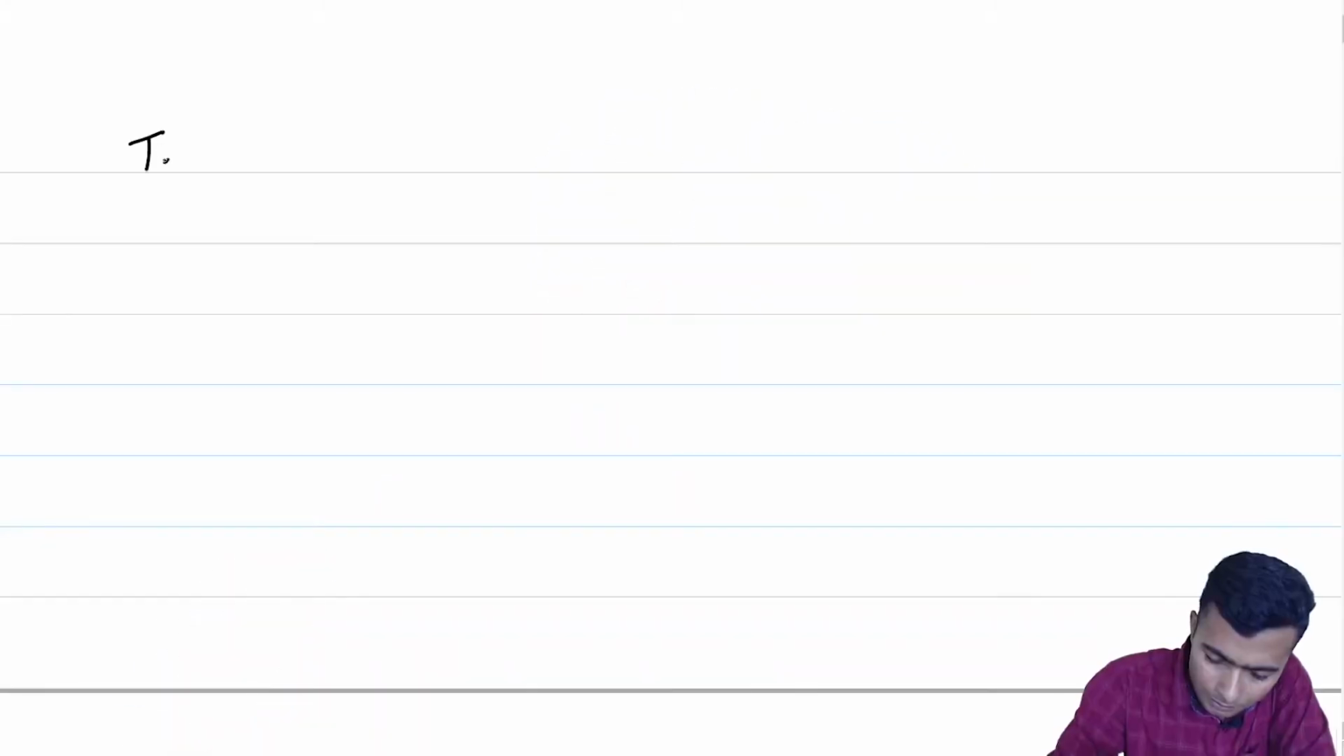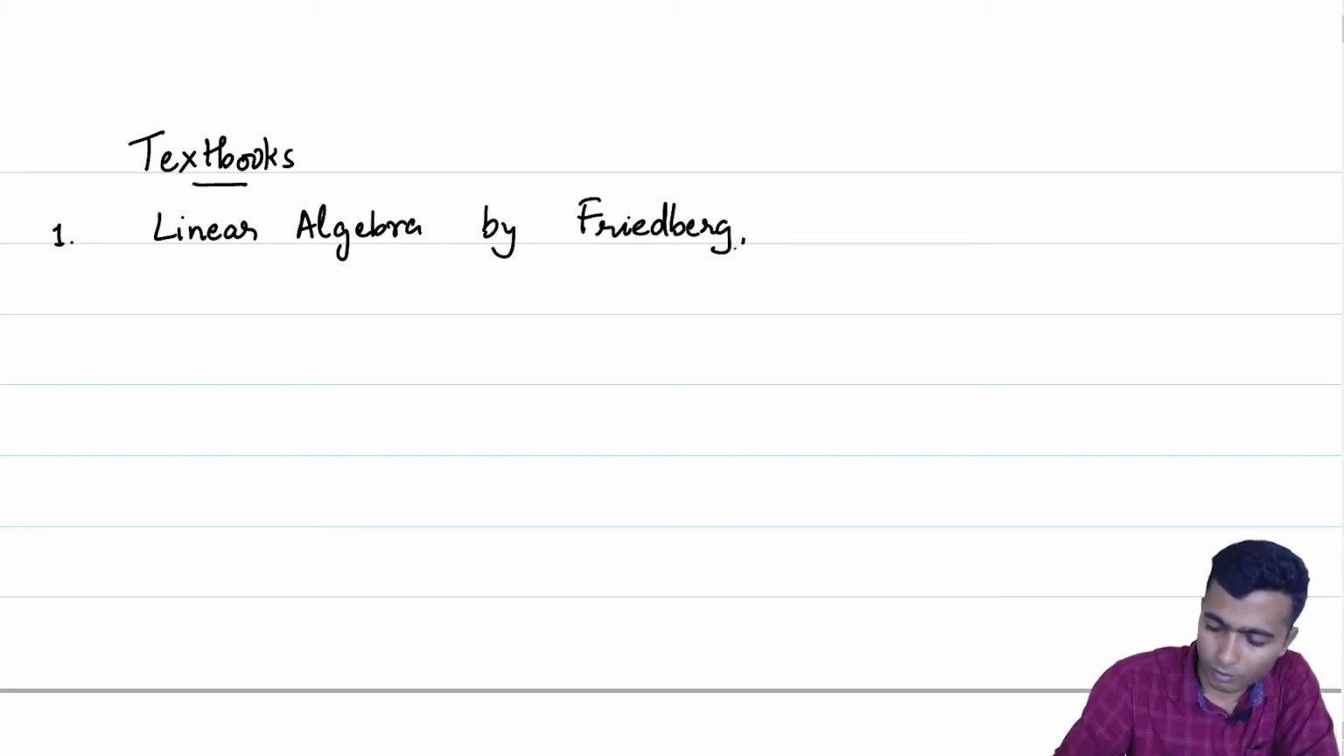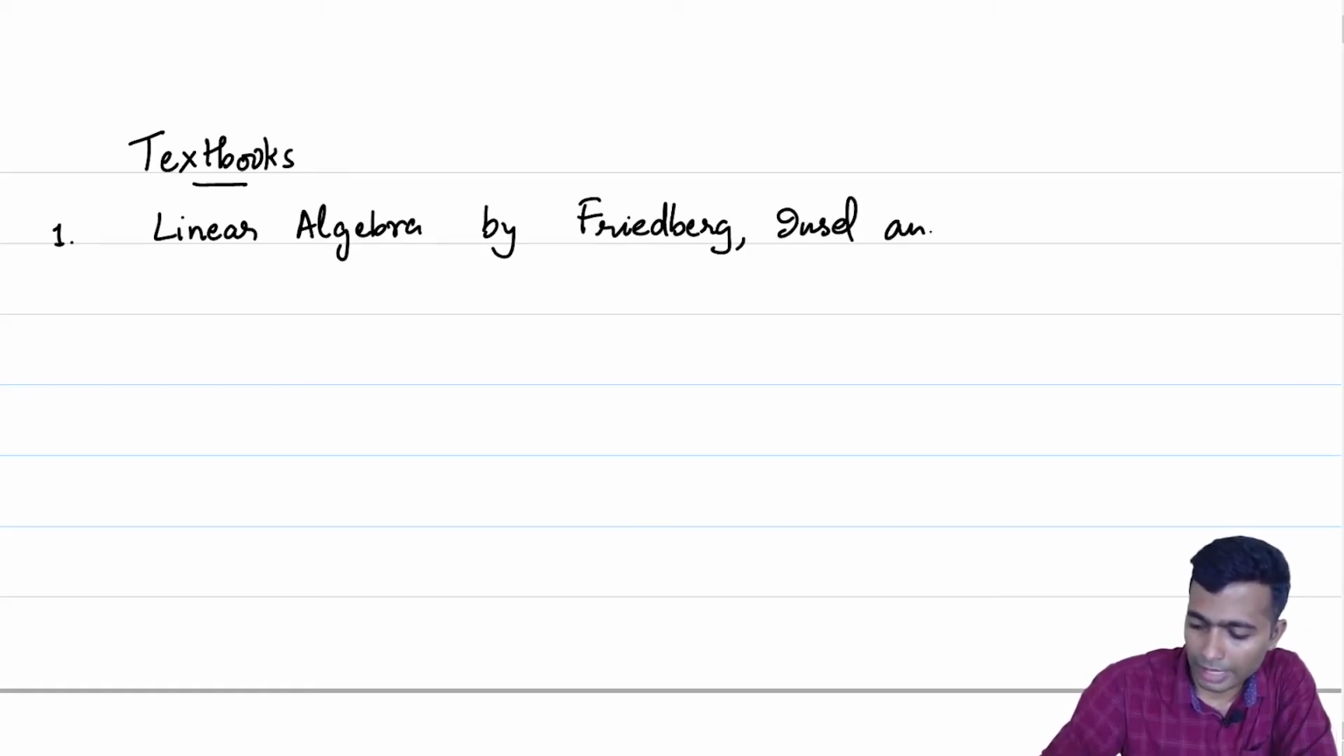So this is a 12-week course, and a detailed description of this course can be found on the website of the course. The primary textbook that we will be following is called Linear Algebra, by Friedberg, Insel and Spence. So let me just note it down. Primary textbook is called Linear Algebra by Friedberg, Insel and Spence.